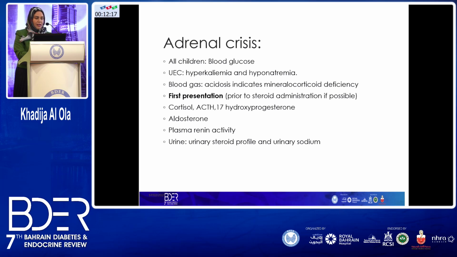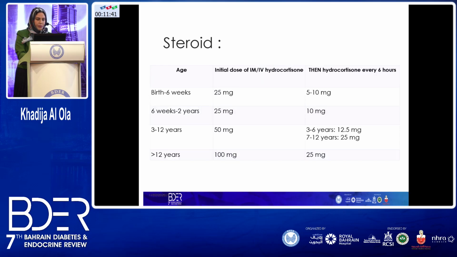So how can we treat the adrenal crisis? If a child presents with adrenal crisis, in all children measure the blood glucose, electrolytes to check if there is hyperkalemia and hyponatremia, and blood gas to look for acidosis. Those with first presentation, usually at 2 weeks of life, if there is a suspicion, do further investigation before giving the hydrocortisone. Check the cortisol, ACTH, 17-OHP, aldosterone, renin if possible, but the major things to check are the cortisol, ACTH, and 17-OHP. And then start to give the patient, if he is in a crisis, the steroid stress doses.